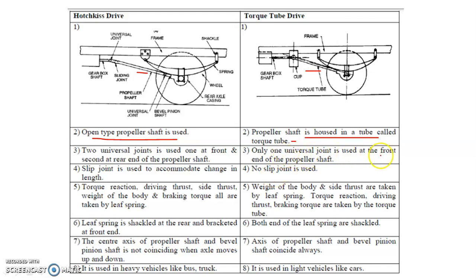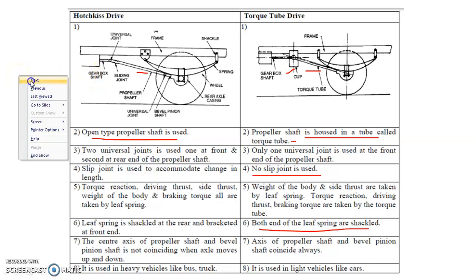Here one universal joint is used at the front end in the cup. A slip joint is used to accommodate change in length, but in case of torque tube drive you will see there is no slip joint used. So the leaf spring is shackled at the rear and the bracket at the front end. Here both ends of the leaf spring are shackled. Hotchkiss drives are used in heavy vehicles like buses and trucks, and torque tube drives are used in vehicles like cars. So these are some of the points which differentiate Hotchkiss drive and torque tube drive.